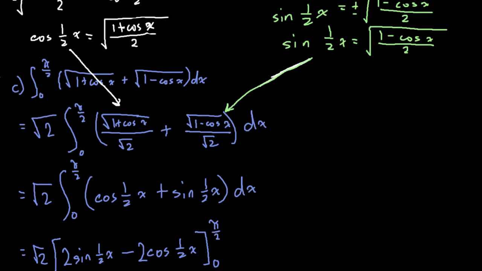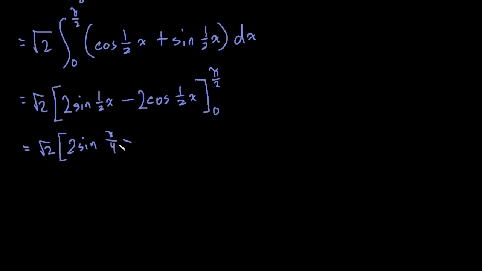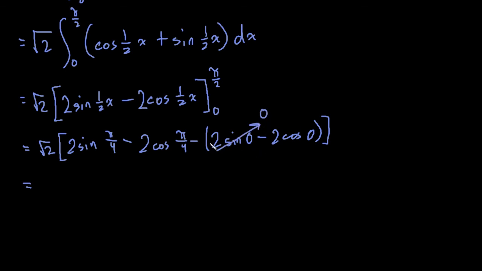So pi over 2 times 1 over 2, that's just pi over 4. Minus 2, oops, let me scroll down. Keep forgetting to do that. So 2 cos pi over 4. And then we subtract this whole thing with x subbed in as 0. And so now you should note that sine of 0 is 0, so that whole term cancels. Cos of 0 is 1, so this is 1.